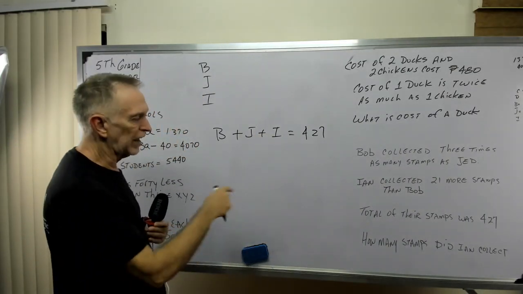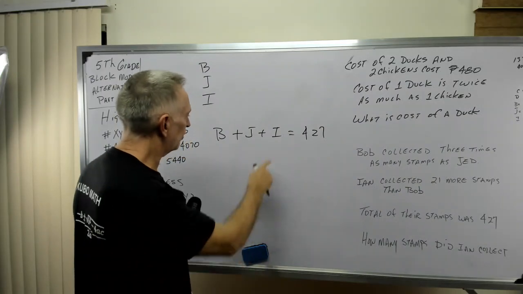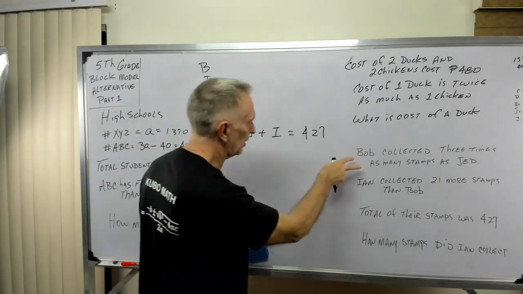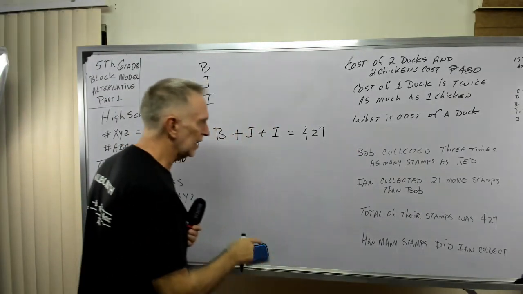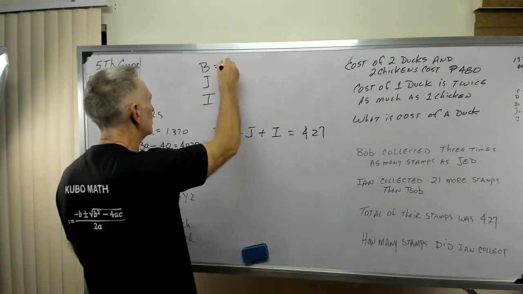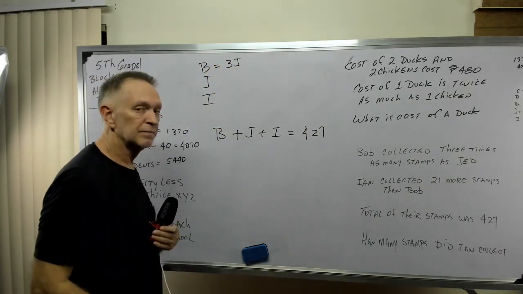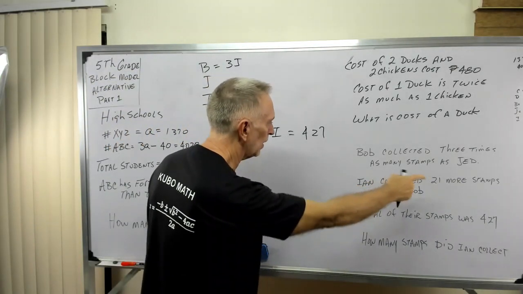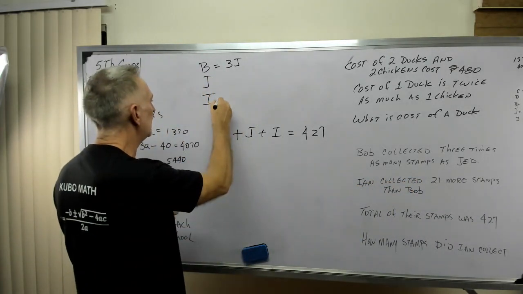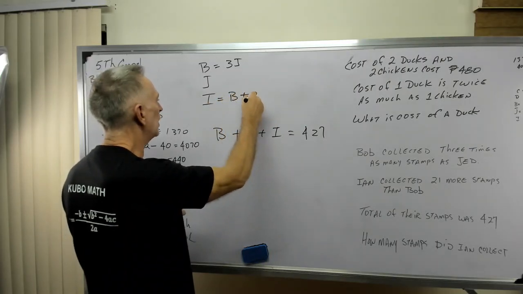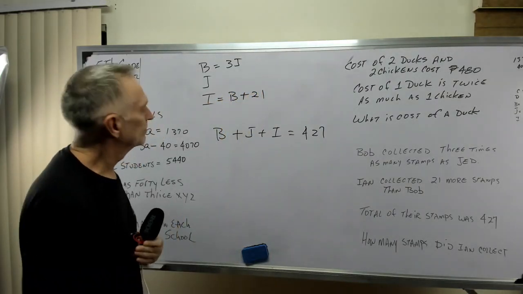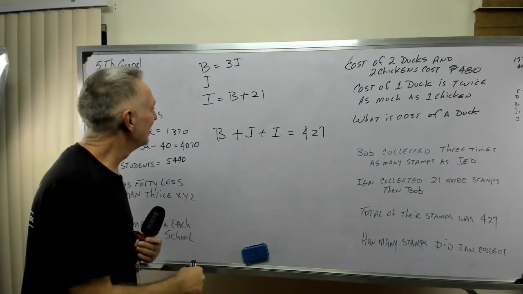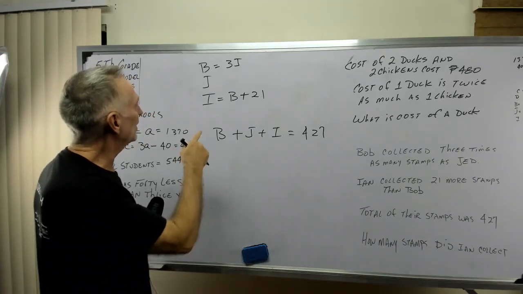Okay, how many stamps did Ian collect? So we're trying to figure out how many Ian had. Okay, let's go back and read again. Bob collected 3 times as many as Jed. So Bob equals 3 times Jed. Ian collected 21 more stamps than Bob. Ian had Bob plus 21. And you may be thinking, "Ooh, my hair is on fire." Okay, let's think about this.